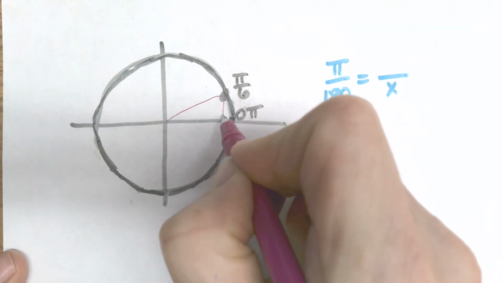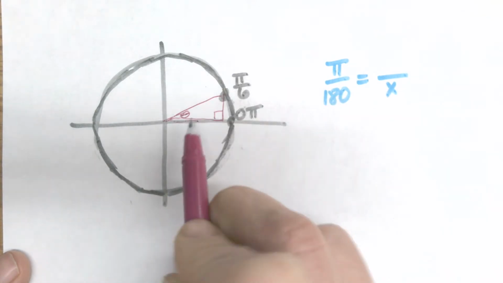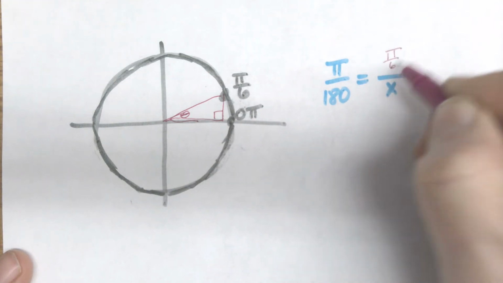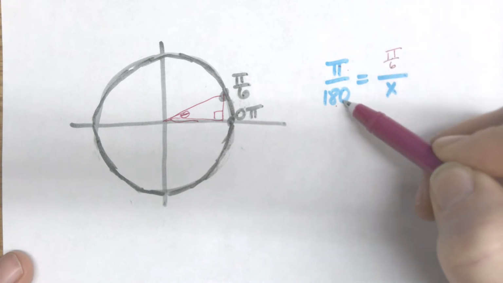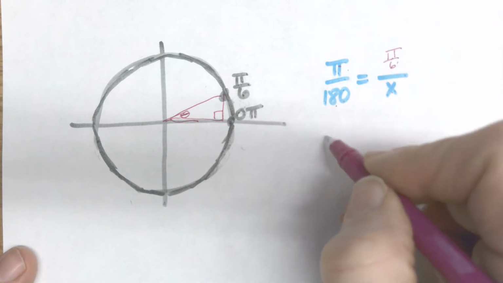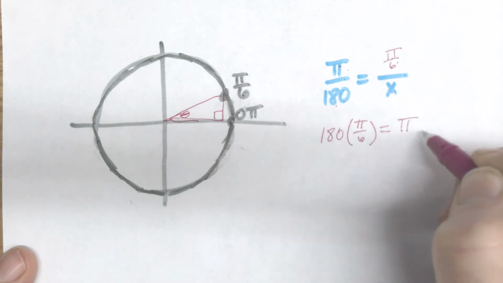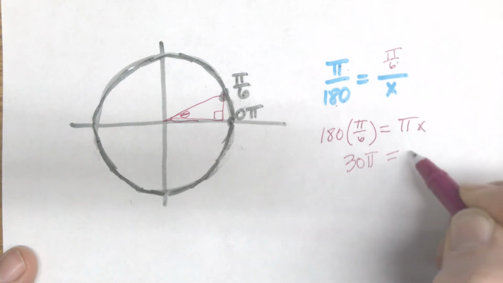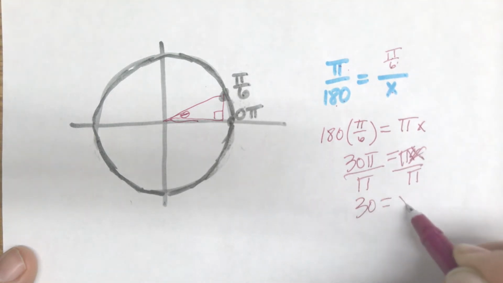Here I am. Here's the angle I'm interested in down here. That angle is pi over 6, and so I want to figure out what that is in degrees. So pi is to 180 as pi over 6 is to x. So 180 times pi over 6 equals pi x. When I multiply that, I get 30 pi equals pi x. So when I solve, I divide the pi out, and 30 equals x.